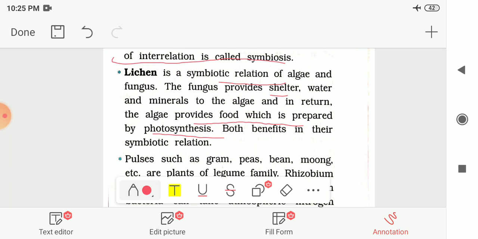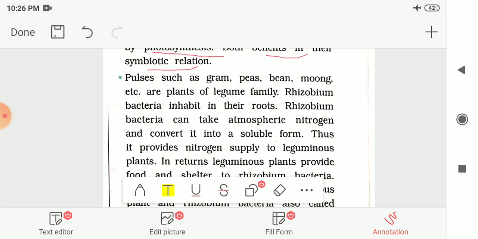In this relation, the fungi and algae are involved, and fungus provides shelter, water and minerals to the algae, and in return, as the fungus does not have chlorophyll, it cannot make its own food, so algae provides the food to the fungus. By the process of photosynthesis, it prepares its own food. So both benefit in their symbiotic relation, they are sharing something, so this kind of relation is known as the symbiotic relation.